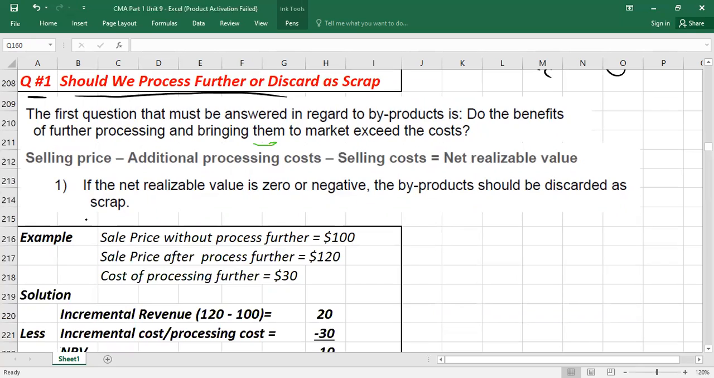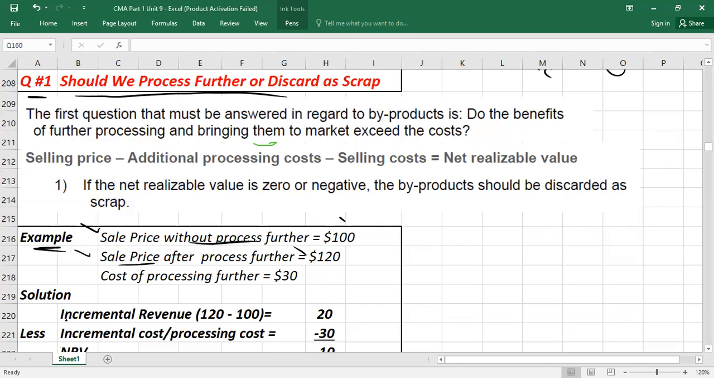Actually, should we process further or not? It's a decision. Mainly this decision will be tested in CMA part 2, but you should know only the part 1 level calculations. So how will you decide whether we should process further or discard as scrap? We will have data like this. Let's have a look with the help of an example. We have a sale price without processing further. Let's assume it is $100. But if you process further, you will get a sale price after processing further of how much?